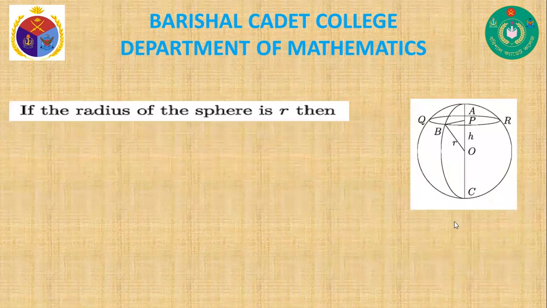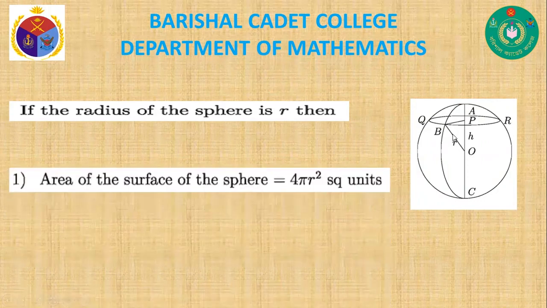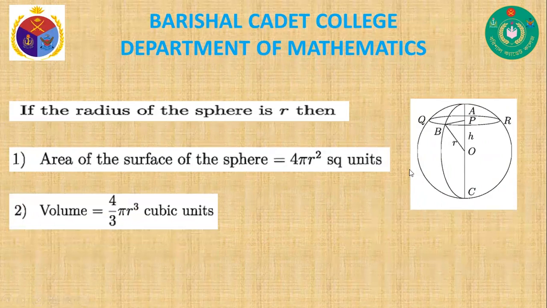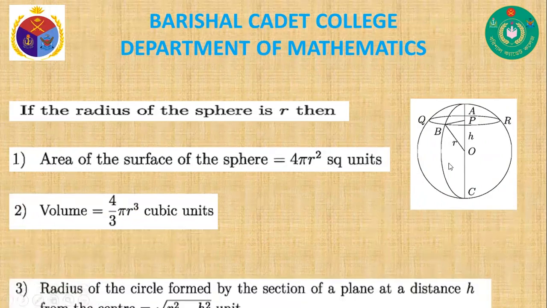Now we see this one is a sphere. If r is the radius of the sphere, then the area of the surface of the sphere will be 4 pi r square unit, the area of the whole surface. Then the volume will be 4 by 3 pi r cube cubic units.